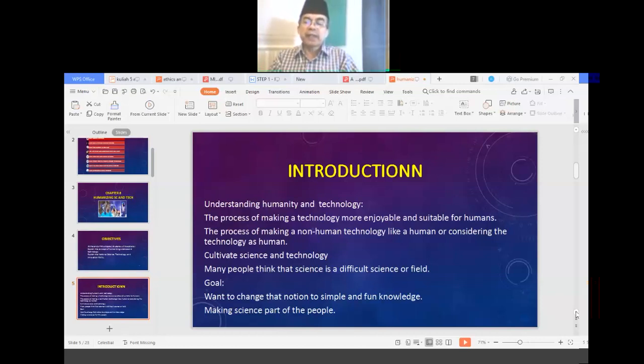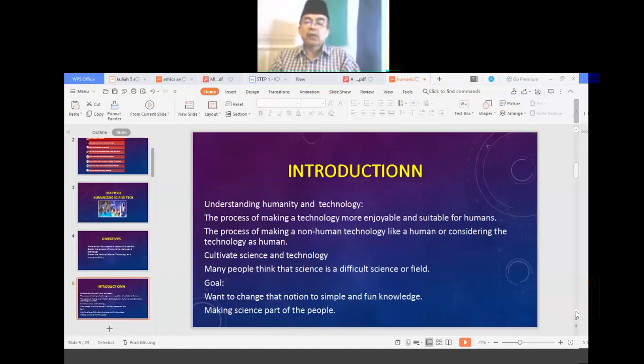It is also the process of making a non-human technology like a human, or considering the technology as human. This is also one of the meanings of humanizing technology, that is making a non-human like a human machine. Previously, we only knew how difficult it was, for example, to manufacture one car using only humans and tools. Later on, we saw how a machine can continuously manufacture cars with very basic knowledge that the human has in order to help the machine work.